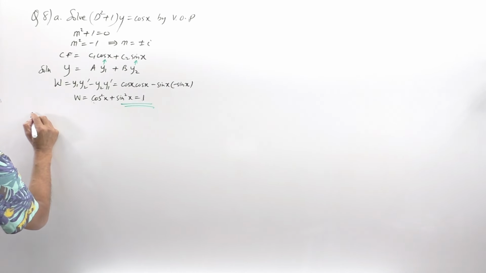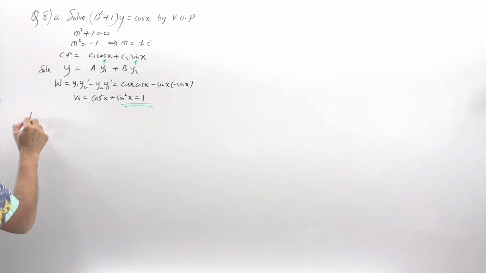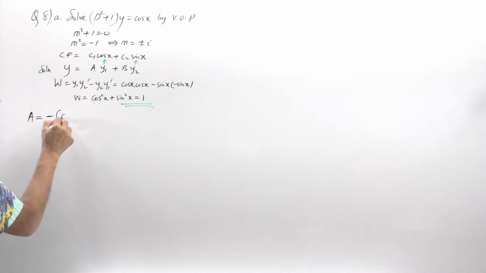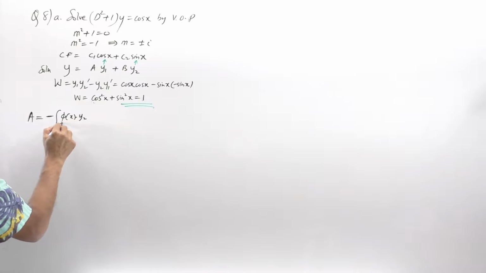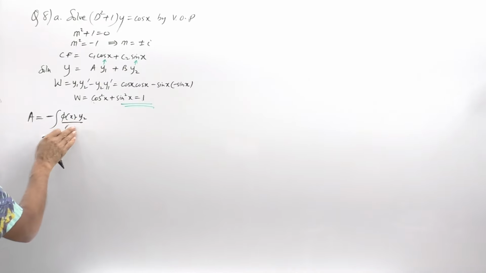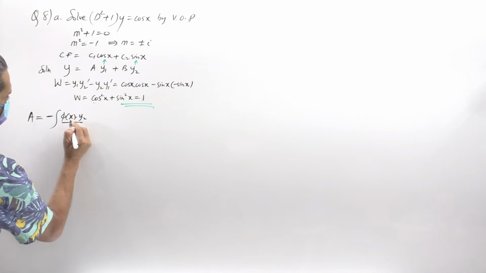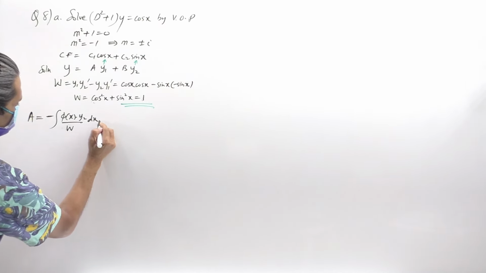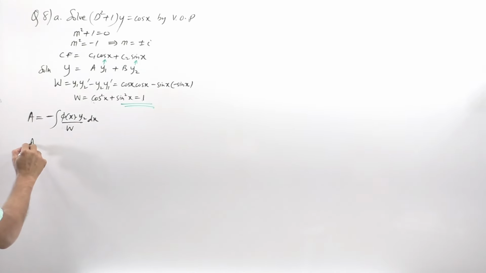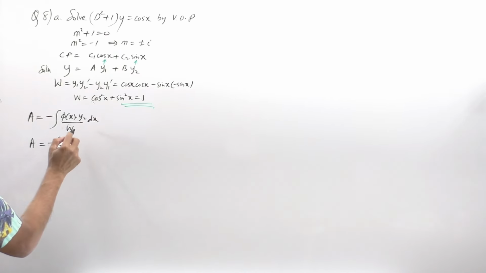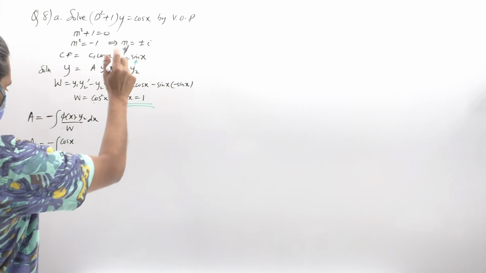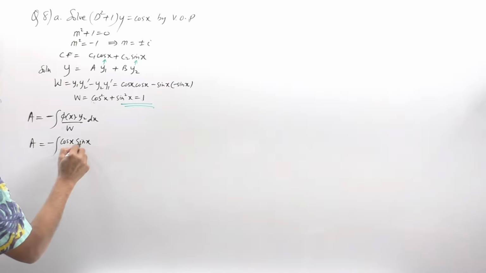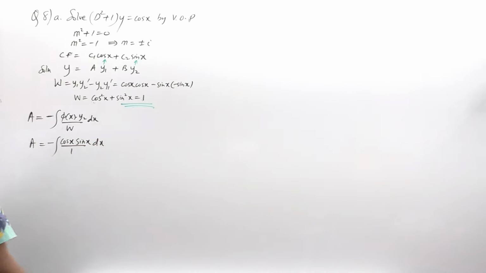Now we need to find a and b, and putting a and b we get the entire solution. So a is minus always integration of phi of x into y2 divided by W dx. Now here in the question, phi of x is this part, that is cos x, upon W dx; constant I'll add later. So a is equal to minus, what is phi of x? Cos x, and what is y2? y2 is sin x, upon 1 dx. A simple integration.